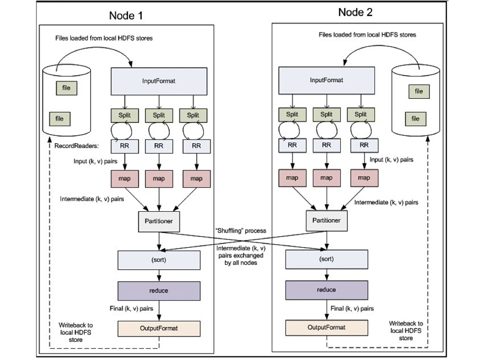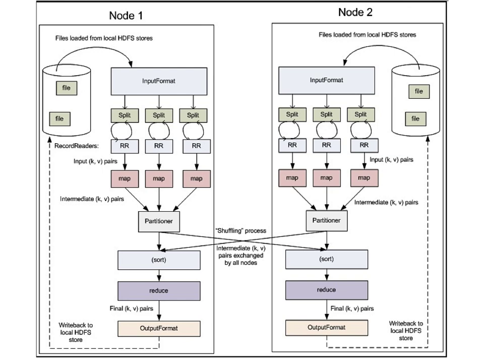Then the partitioner is implemented, which I just mentioned is by default a hash partitioner, which you can override. Then the shuffle and sort process runs. And then the reduce phase runs and outputs the final key value pairs in the output format and writes it normally back to the HDFS store. And of course, this runs across nodes.